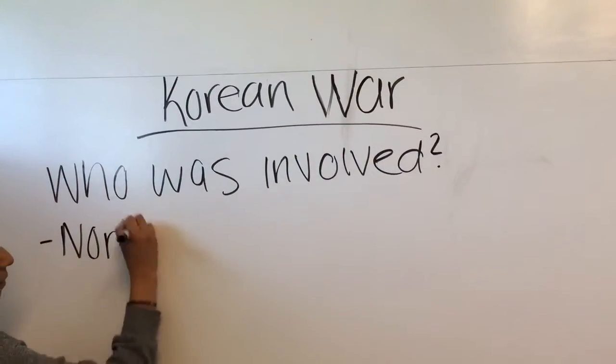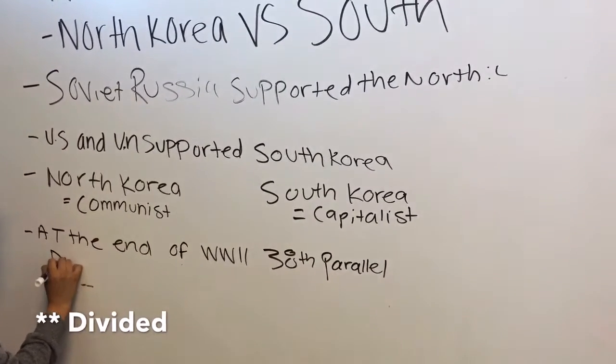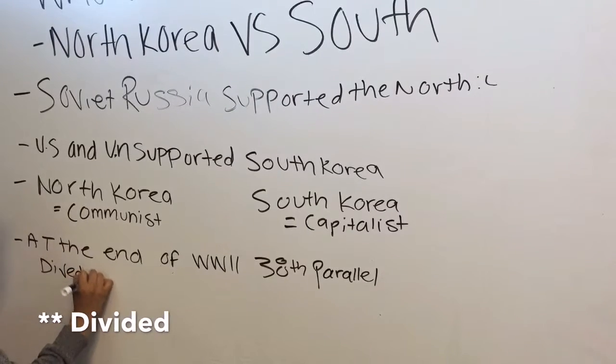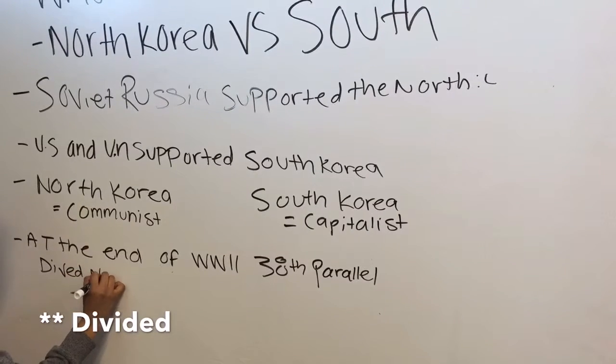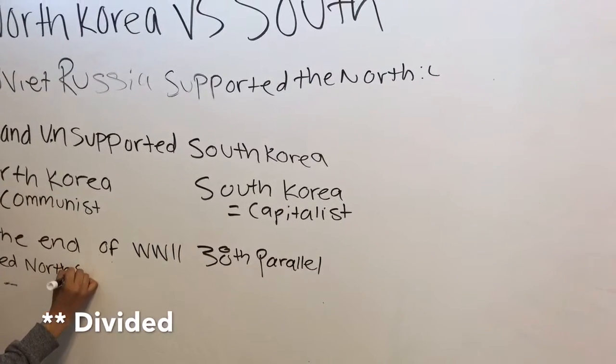Who was involved in the Korean War? So it was fought between the North and South. North Korea was supported by Soviet Russia. South Korea was supported by the USA and UN, which gave military aid during wartime. North Korea was communist and South Korea was capitalist.